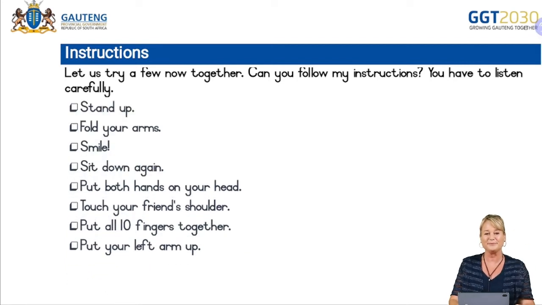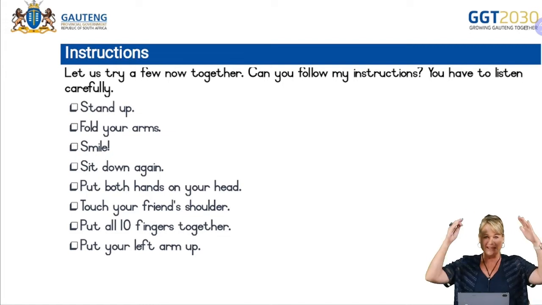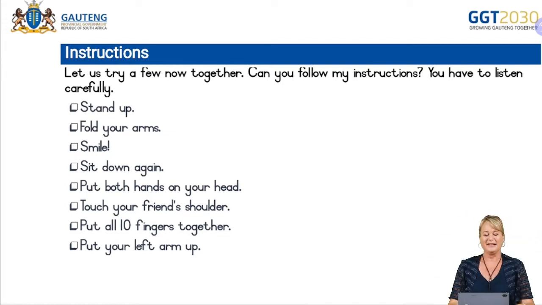Stand up. Very good. Fold your arms. So everyone will fold their arms. Smile. Sit down again. Put both hands on your head. Touch your friend's shoulder, whichever friend you are going to touch. Put all 10 fingers together. Can you put your 10 fingers together? Let me see. Very good. All 10 fingers are together.